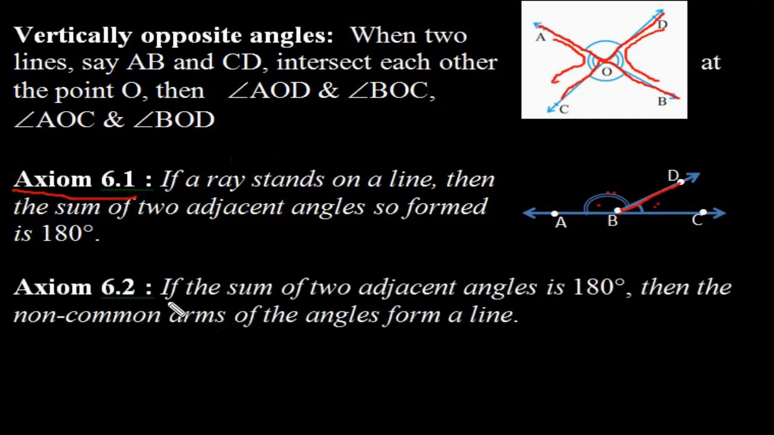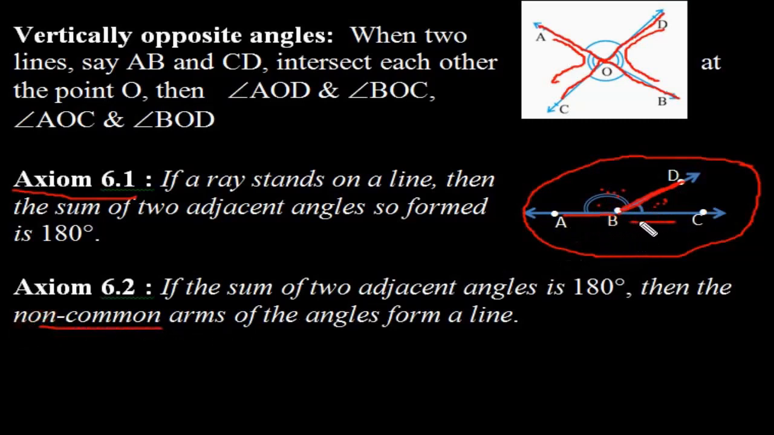Next one is axiom 6.2. If the sum of two adjacent angles is 180, then the non-common arms of the angles form a line. It's just the converse of axiom 6.1, so the diagram is going to be the same. If the sum of these two adjacent angles is 180 degrees, then the non-common arms, AB and BC, will form a straight line.